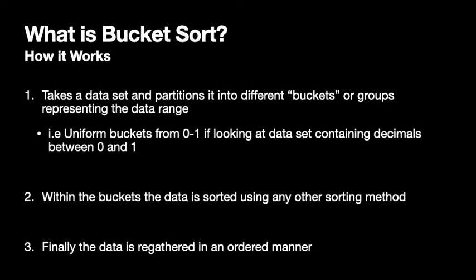The algorithm that I will be going over today is bucket sort. So what is bucket sort? Bucket sort starts by taking your data set and then partitioning it into different buckets or groups representing the data range. For example, for the data set containing decimals between 0 and 1, we would look for maybe 4 or 5 buckets dividing up the range from 0 to 1.